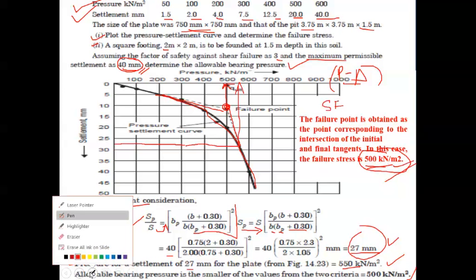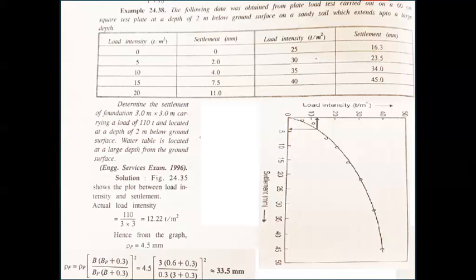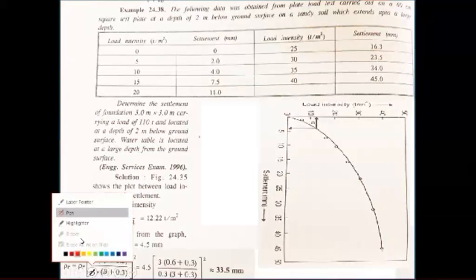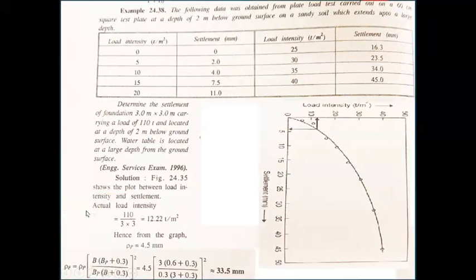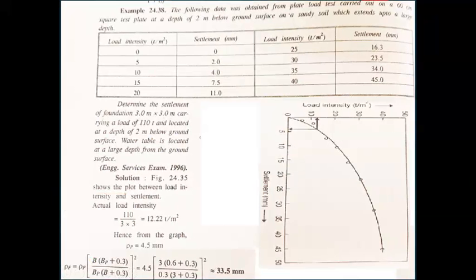Similarly, we will discuss another problem on this P delta curve. The following data was obtained from a plate load test conducted on a square test plate at a depth of 2 meters below the ground surface on a sandy soil, up to a large depth.